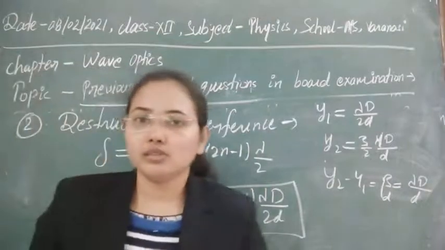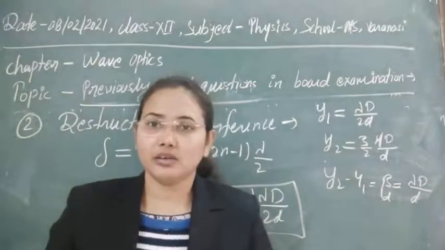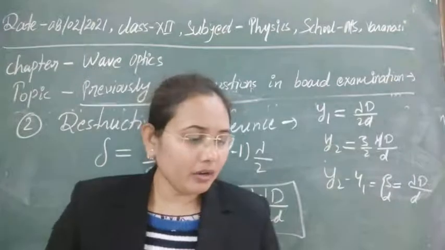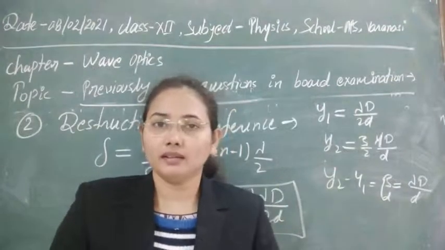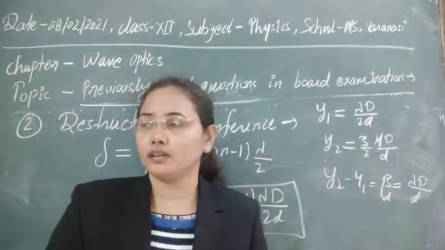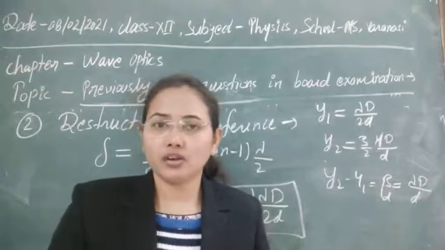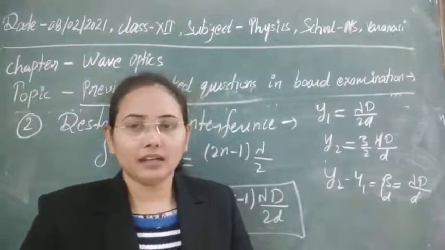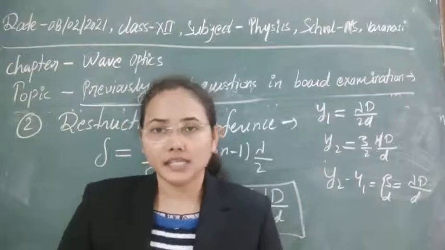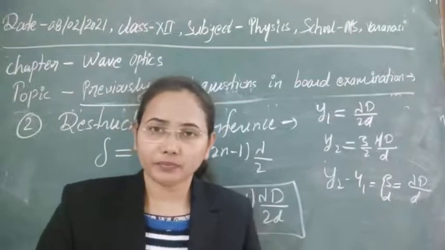So students, I think these two things that we have discussed are now clear. So about the interference pattern, the theoretical distribution, all the questions are now clear. The next topic we have to study is diffraction of light waves.